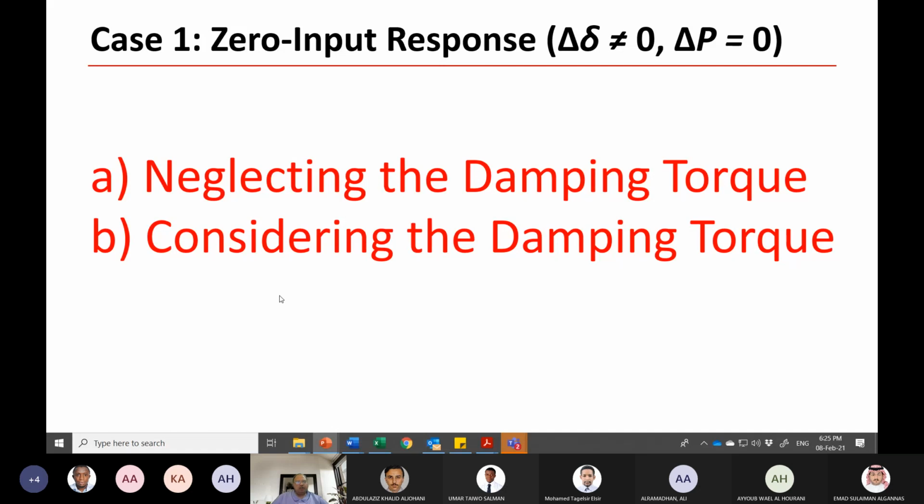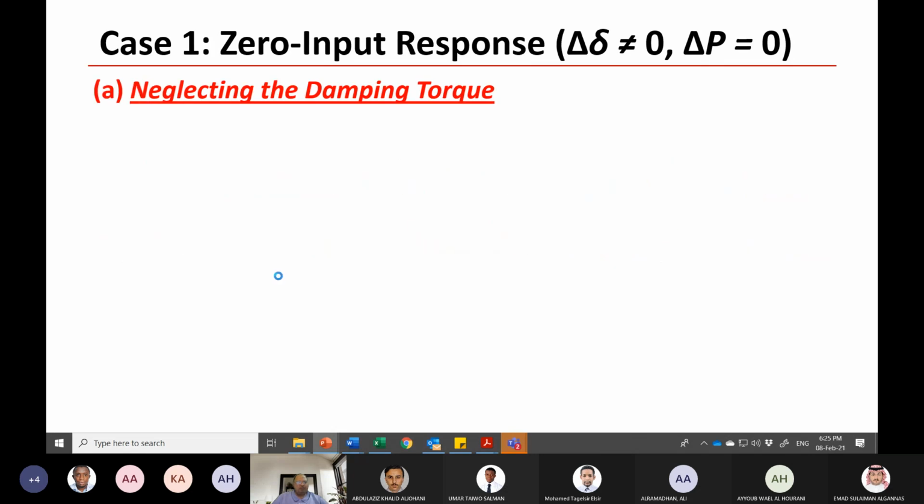So let us go to the swing equation and neglect this damping torque, and then we can linearize and see how to check the stability of the system. This is the swing equation. We neglect this part here, and then we can linearize. There is no change in mechanical power, and this mechanical power is constant, but this angle will change. Instead of having delta, we will replace it by delta 0 plus delta delta.